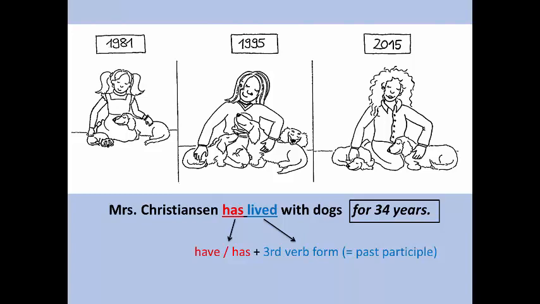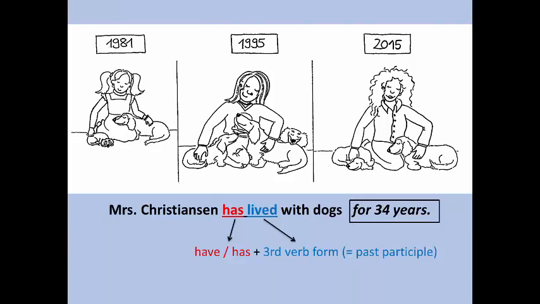The second part is what I call the third verb form. This is also called the past participle. It looks like the simple past because we take the verb and we put an ed on it, but it can also be different from the simple past because there are also some irregular verbs and they have a different third verb form, so you just need to learn those.